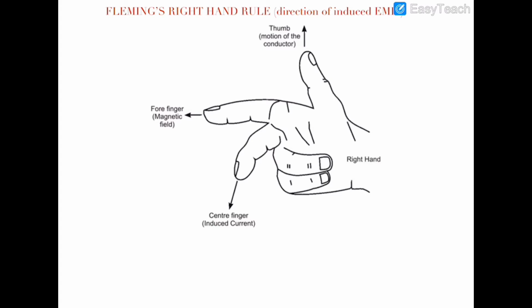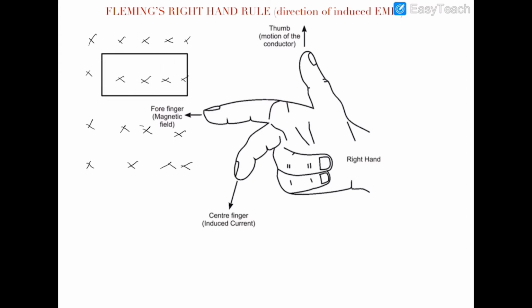Let me explain how. So let's suppose that there is a magnetic field and there is a circuit kept in this magnetic field, and a rod is moving in this magnetic field in this direction.